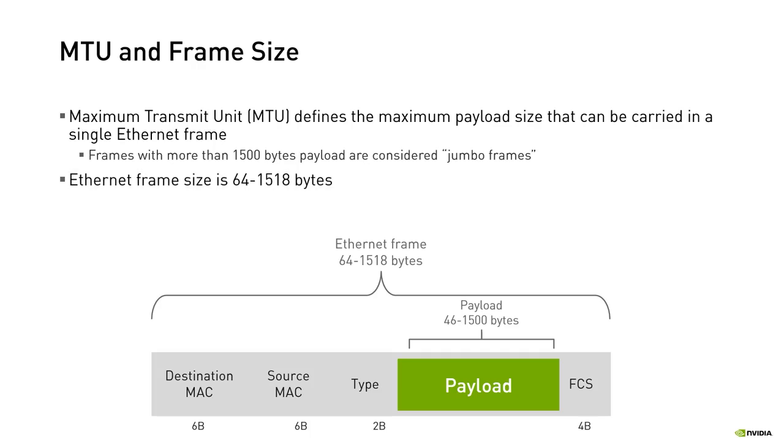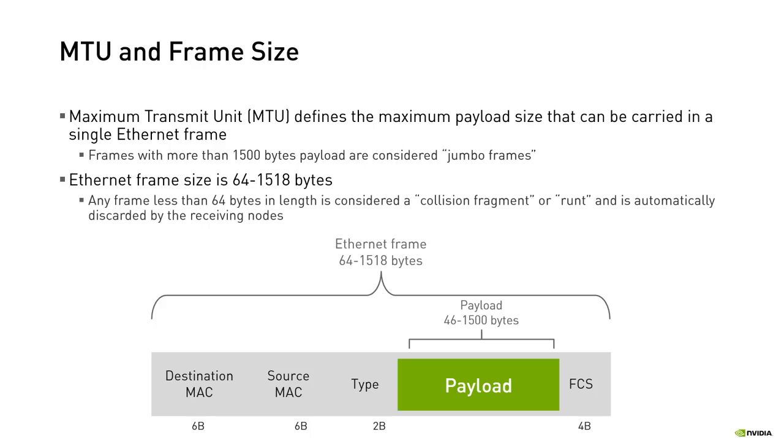Adding the 14-byte header plus the 4-byte trailer results in an overall Ethernet frame size in the range of 64 to 1518 bytes. Any frame less than 64 bytes in length is considered a collision fragment, or runt, and is automatically discarded by the receiving nodes.